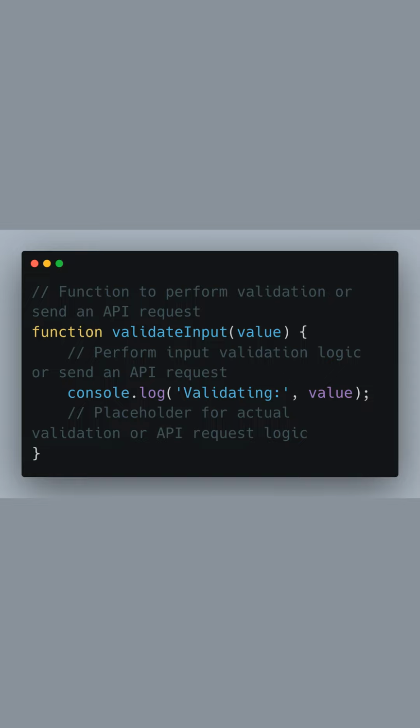Let's start by defining our validate input function. This function simulates the process of validating the input or sending an API request. In a real-world scenario, you would replace the console log statement with actual logic, such as checking the input against certain criteria or sending it to a server to check its validity.